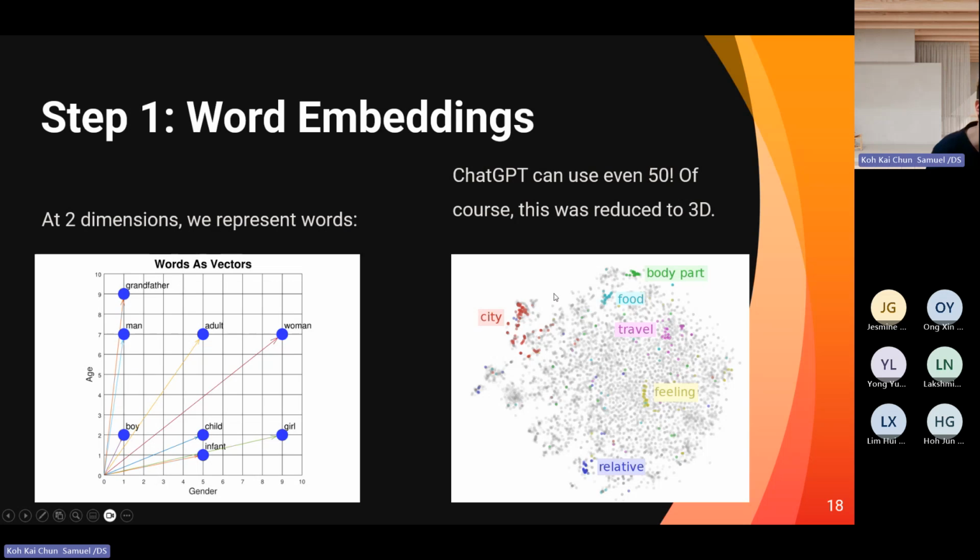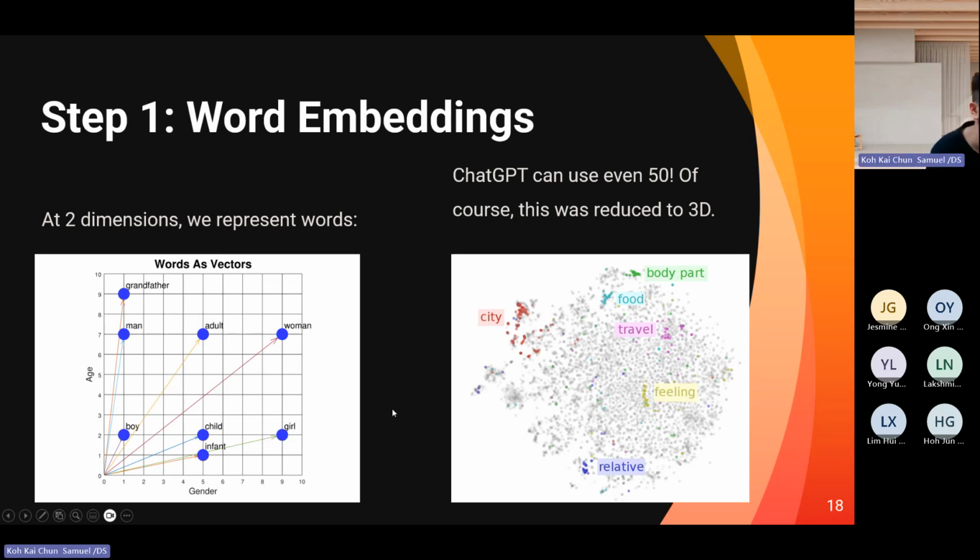So we could effectively describe things from a 3D axis through dimensionality reduction, which is a bit like what we went through yesterday, which is t-SNE. Because sometimes it's hard to visualize 50 dimensions, so we could only visualize 3 dimensions, right? For example, you could even classify and cluster city, food, body part, travel, or feelings into different clusters in these global vectors, and it's able to cluster pretty well.